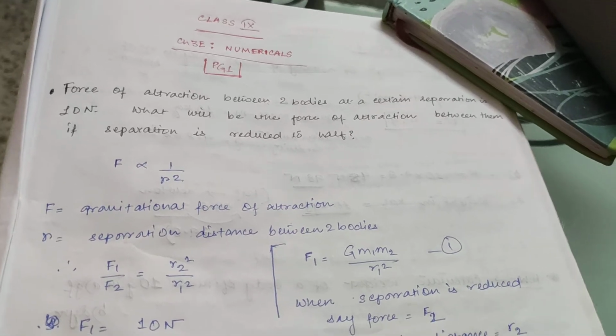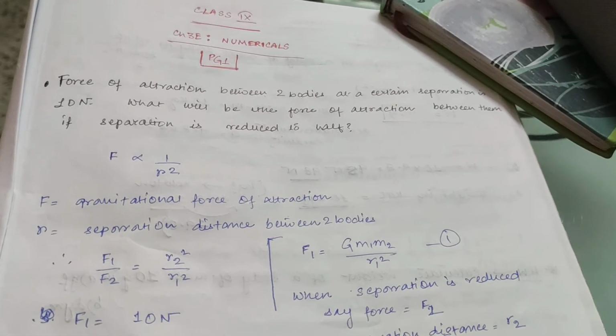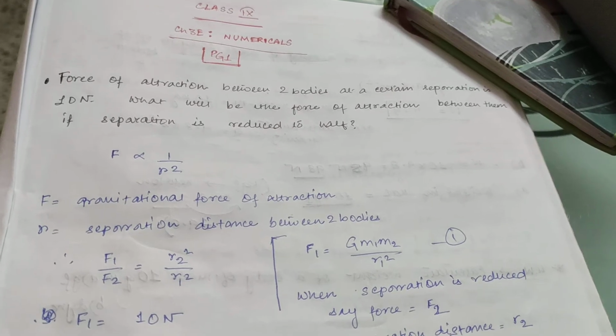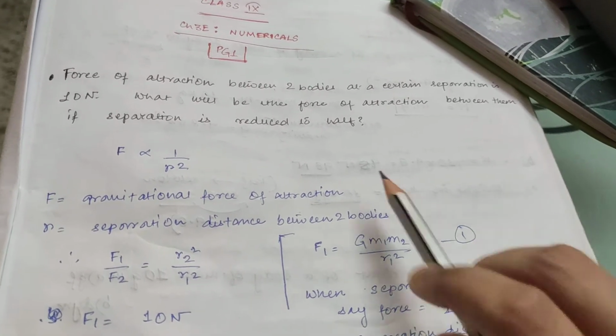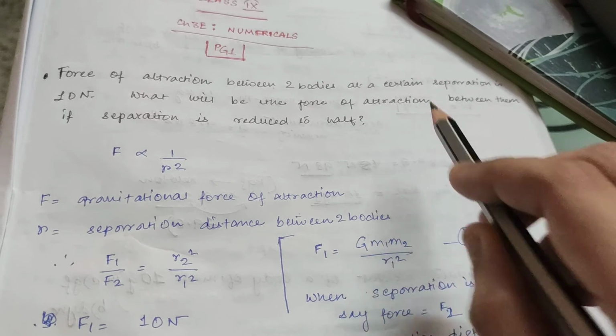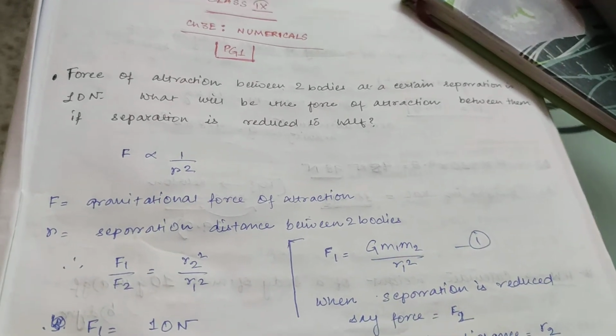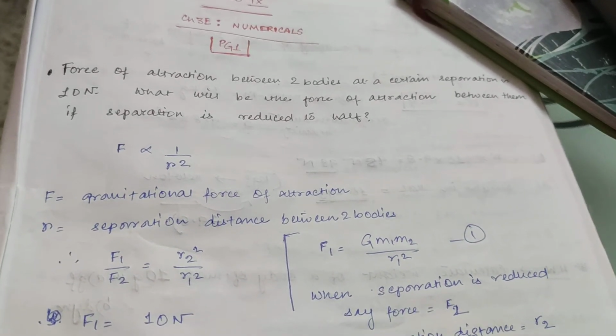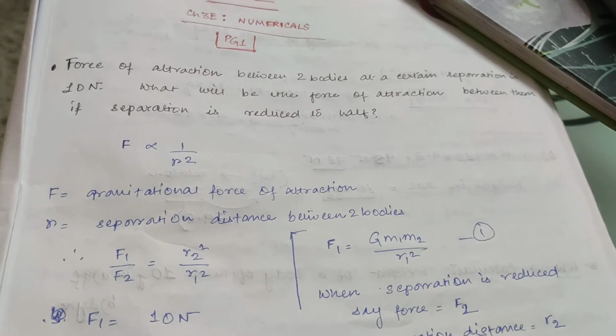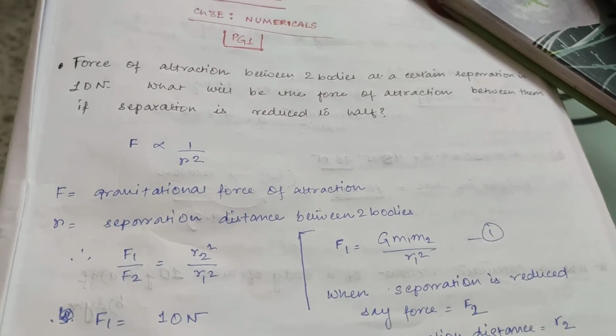Class 9, let's start with the numericals of chapter 3E. Okay? See the first one. A force of attraction between two bodies at a certain separation is 10 Newton. Now, what will be the force of attraction between them if separation is reduced to half?